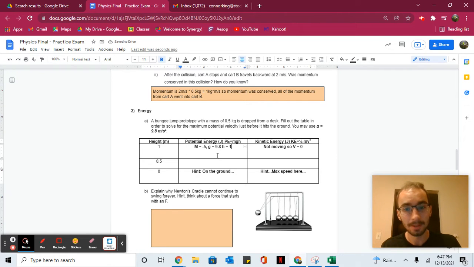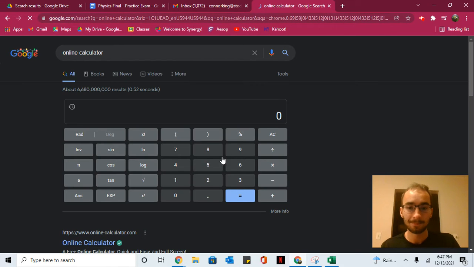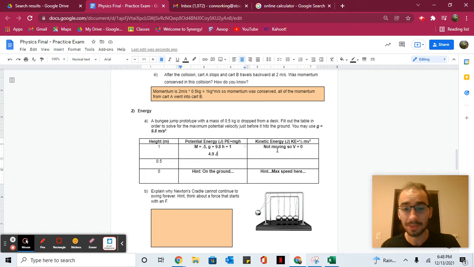Okay? So that math is a bit easy on purpose. The mass is 0.5, gravity is 9.8, height is 1. So the potential energy is 4.9 joules. I can prove it on the online calculator. So our height was 1, the acceleration of gravity is 9.8, and it weighs 0.5 kilograms. So that's how many joules of potential energy it is.